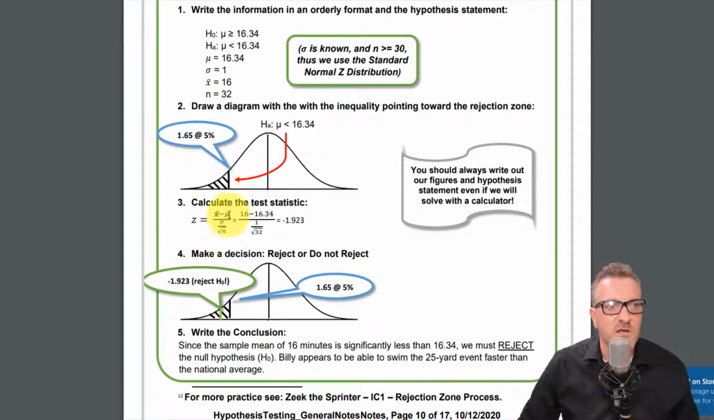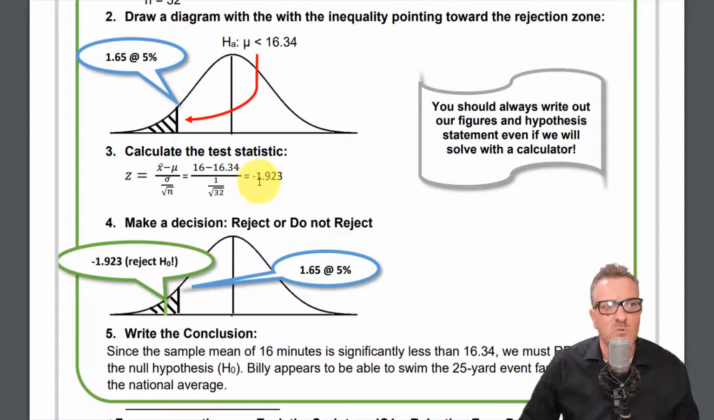We have our x bar, we have our mu, and we have our population standard deviation, and it's over the root of n, which is 32. So put it all together, and we have 16 subtract 16.34 over 1 over the root of 32. And then we get the negative z-score of 1.923, and I'm going to zoom in just a little bit. It's 1.923, and it's negative.